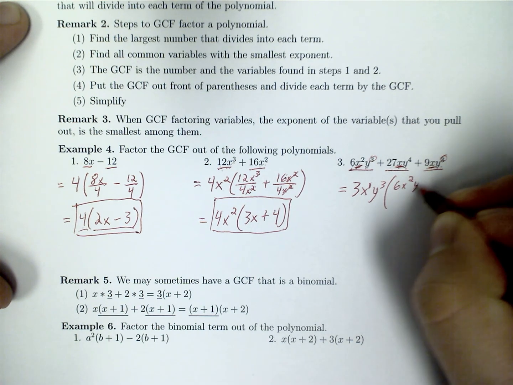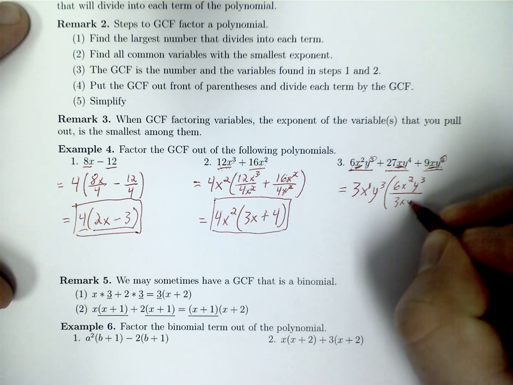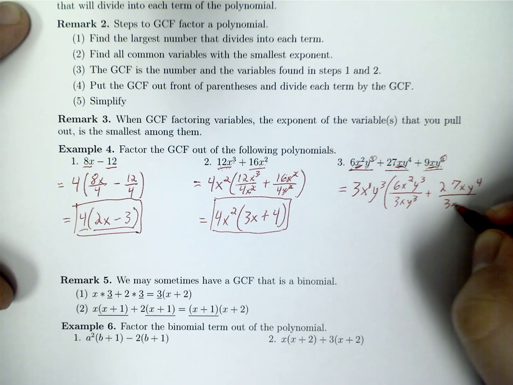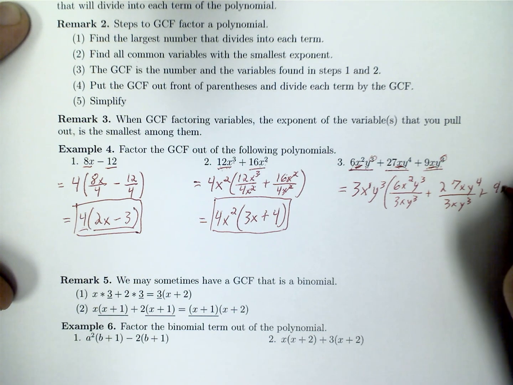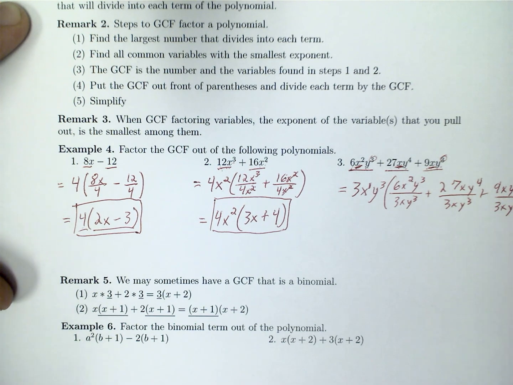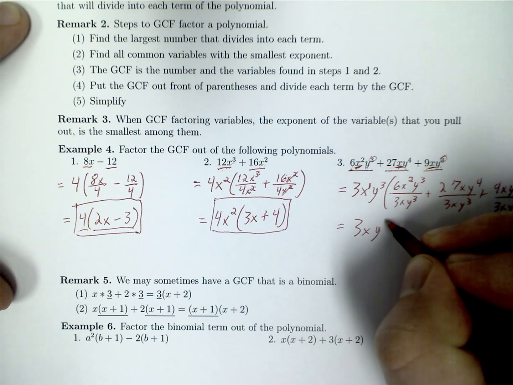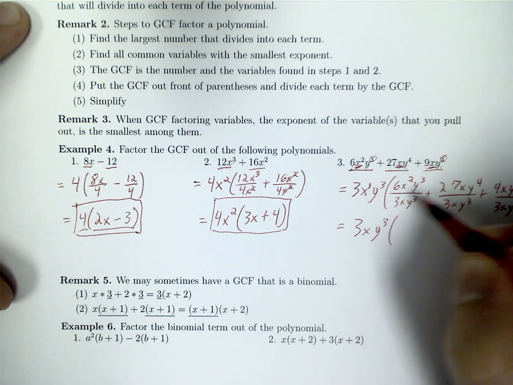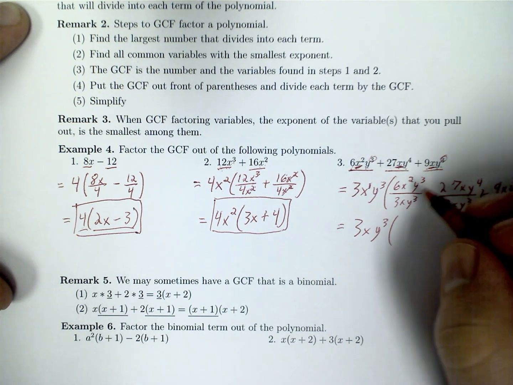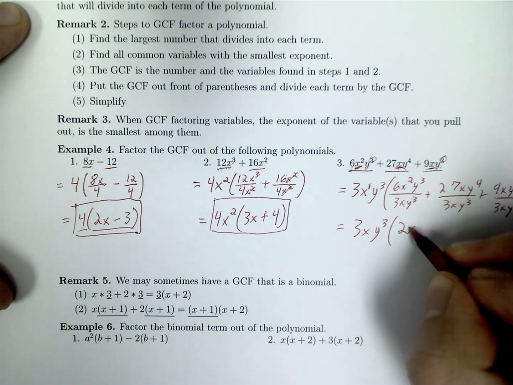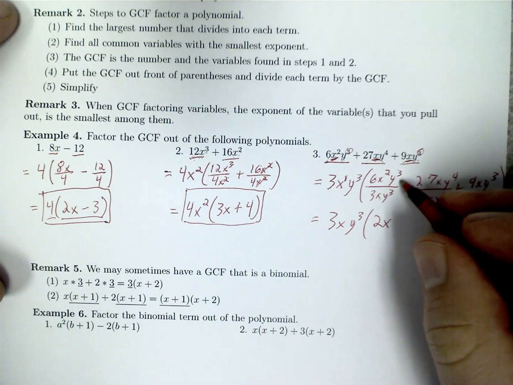6x squared y cubed divided by 3x y cubed plus 27x y to the 4th over 3x y cubed plus 9x y cubed over 3x y cubed. And then, again, we don't really need to write the 1 there, but we have to go through and simplify each of these 3 terms. 6 divided by 3 is 2. X squared divided by x is just x. Y cubed divided by y cubed cancels, so we're just left with 2x.